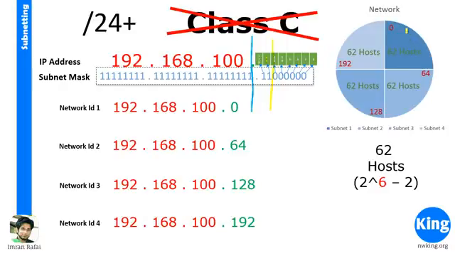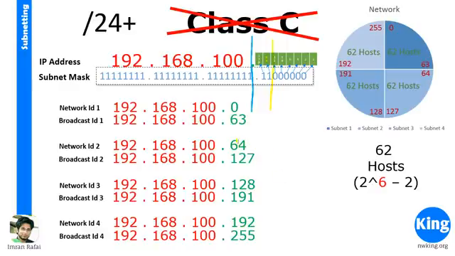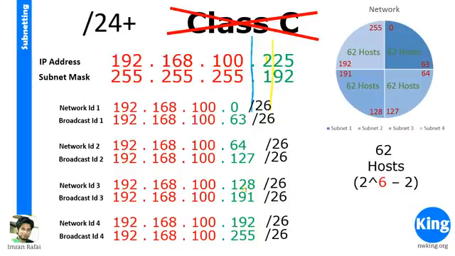The network ID is 192.168.100.0. That's the first network's network ID, by making this 0. Keep adding the place value of the last bit, so 64: 0, 64, then add another 64, 128, add another 64, it is 192. How do you get the broadcast ID of these networks? Minus 1, so 64 minus 1 is 63, 128 minus 1 is 127, 192 minus 1 is 191. This is the broadcast ID of each of these subnets. And this, as we know, is /26, because 192 is nothing but borrowing 2 bits, so it is /26.